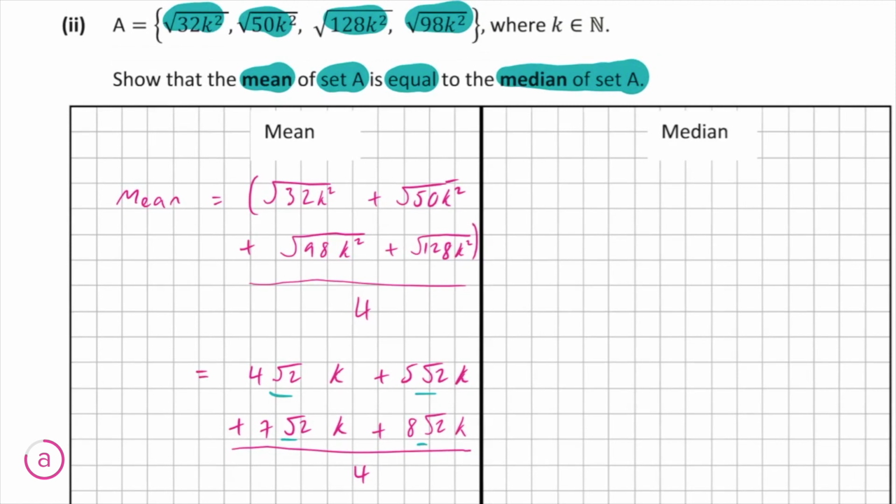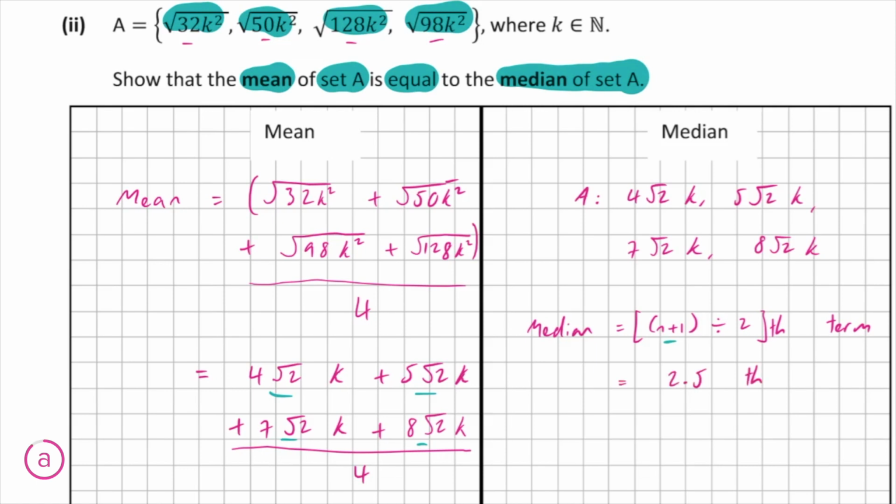And just to make things even more easy, we're just going to write them in increasing order. So starting with this, then we're going to go to root 50, then root 98, then root 128. So now that we have that, to find the median, we're going to look for the term that is the total number of terms plus 1, so in this case 4 plus 1 divided by 2. So we're looking for the 2.5 term.